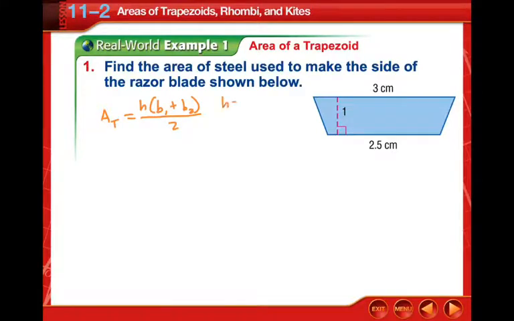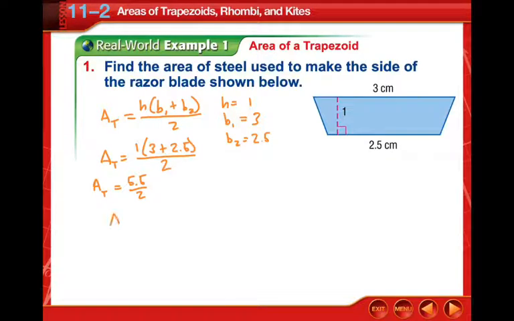So our height here is 1. Our base 1, it doesn't really matter which base is which. You can say it's the 3 as long as the other one is the 2.5. So our area of our trapezoid is going to be 1 times 3 plus 2.5, divided by 2. So the 1 doesn't really do anything. So we need to add inside of our parentheses. 3 plus 2.5 is going to be 5.5. And now we just need to divide by 2.